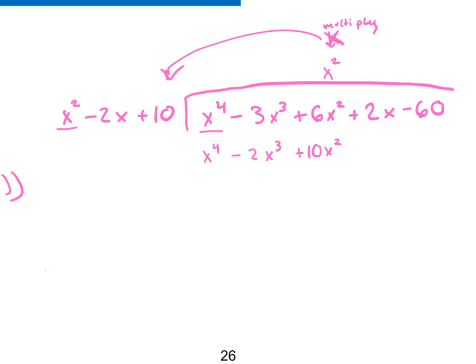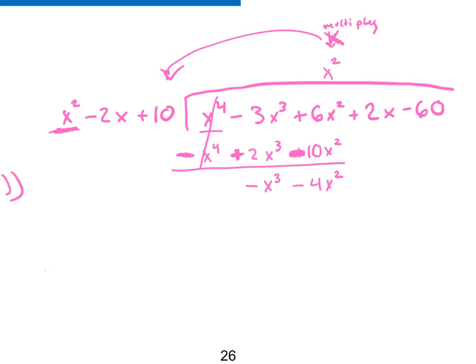Now just like how we did before, we change all of our signs, so this becomes a negative, a positive, and a negative. And we combine the 2. So our x to the 4ths cancel out. Negative 3x cubed plus 2x cubed would be negative x cubed. And 6x squared minus 10x squared would be negative 4x squared.